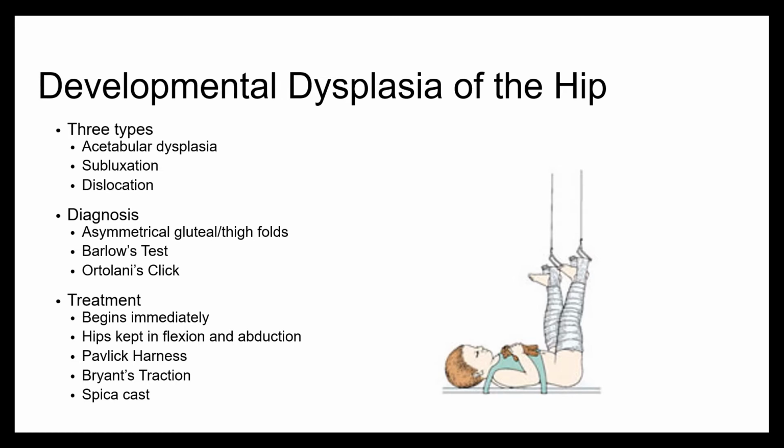There are a couple of different options for treatment of this particular problem. It does begin immediately as soon as the hip dysplasia is diagnosed. A couple of things that they would try is, one, they can utilize what's called the Pavlik harness. This is used up to 6 months of age, and it can be used for up to 12 weeks at a time.